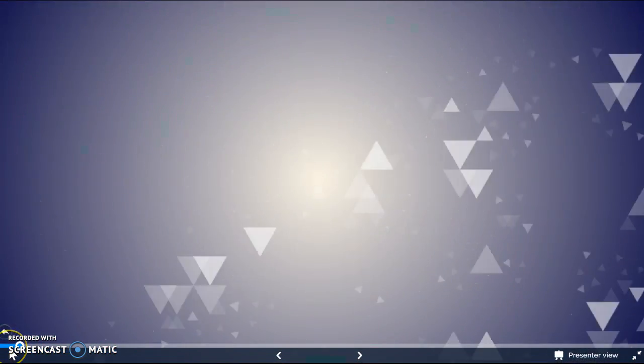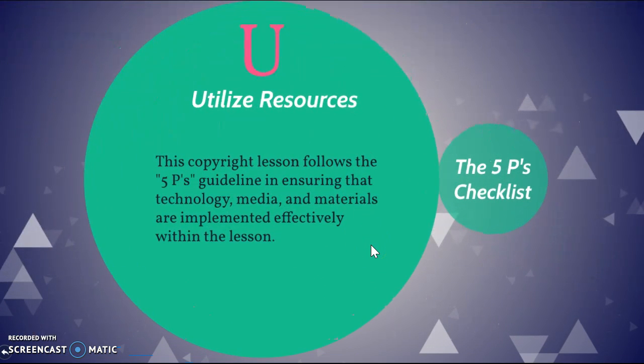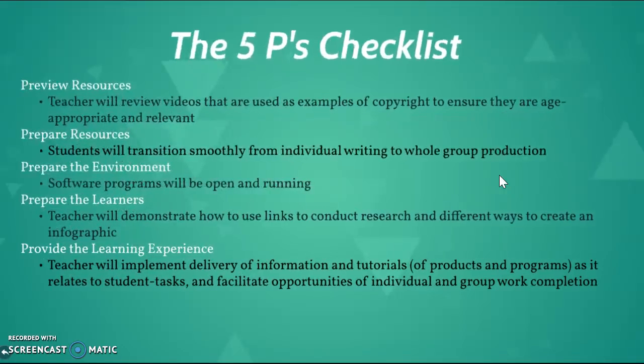Okay, so moving along. U for utilizing resources. Okay, so how do we ensure that these resources and strategies are effectively implemented? We refer to the 5 Ps guideline. So that way we make sure that all the technology and materials are used appropriately. So the 5 Ps, preview resources. Before we get into even presenting the lesson, we will review all the videos and the links and what we use in the copyright lesson to ensure that they're age appropriate and that they're relevant to what the students would know, and what they could possibly apply to their everyday life.